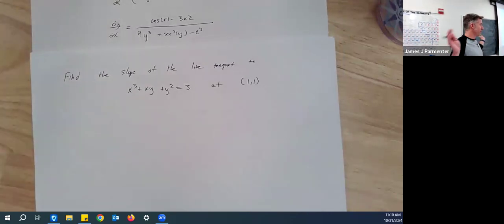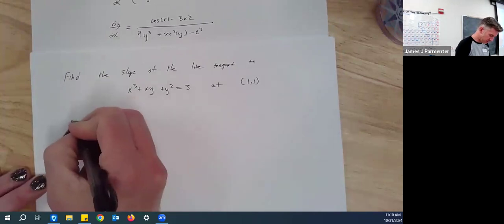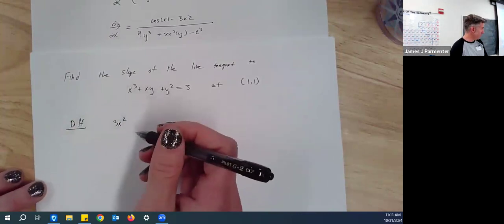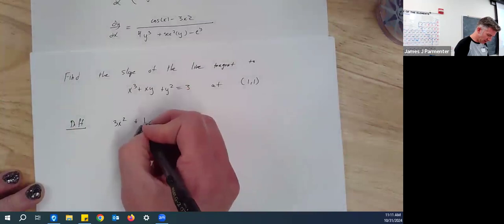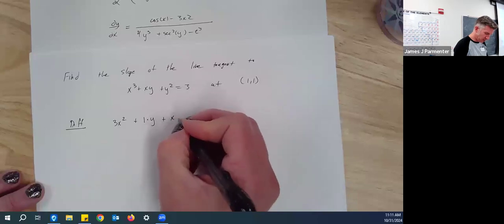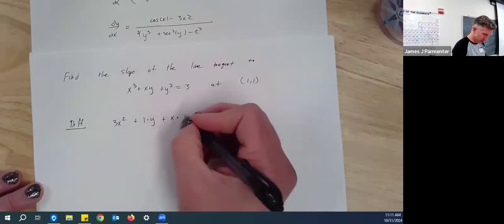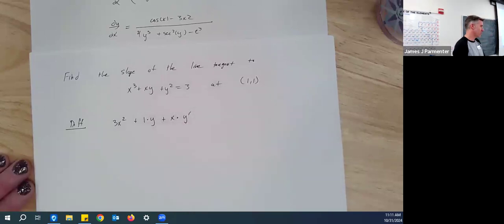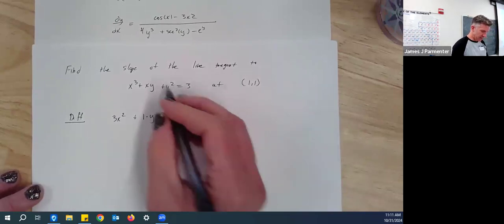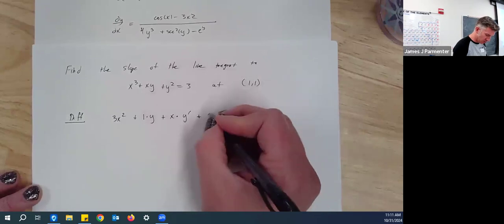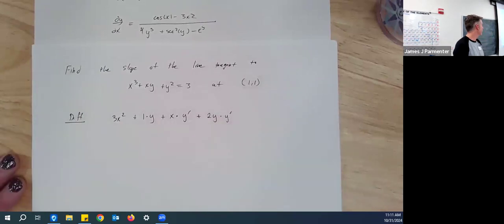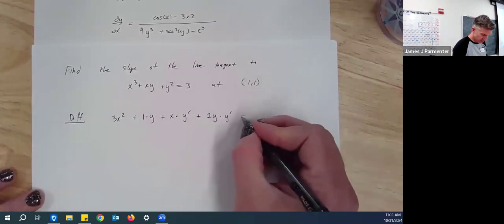Start off as usual. Take the derivative of both sides. Derivative of x cubed is 3x squared. The derivative of x times y, we're going to have to use the product rule. So it's going to be the derivative of x, which is 1, leave y alone, plus, switch it up, leave x alone, multiply by the derivative of y, which is y prime, or dy dx. Either way is fine. Just pick one and use it. And then the derivative of y squared is 2 times your stuff to the first power multiplied by the derivative of your stuff. Equal to the derivative of 3, which is 0.